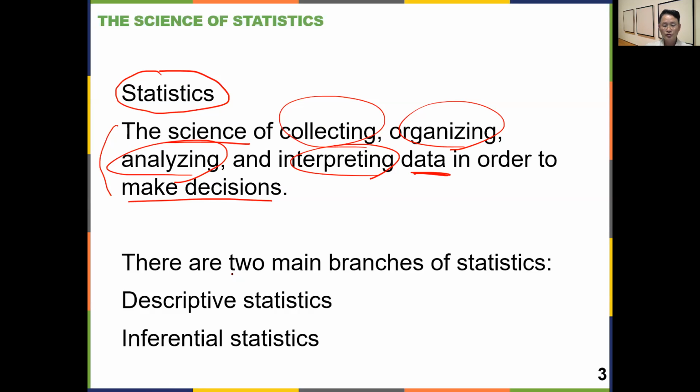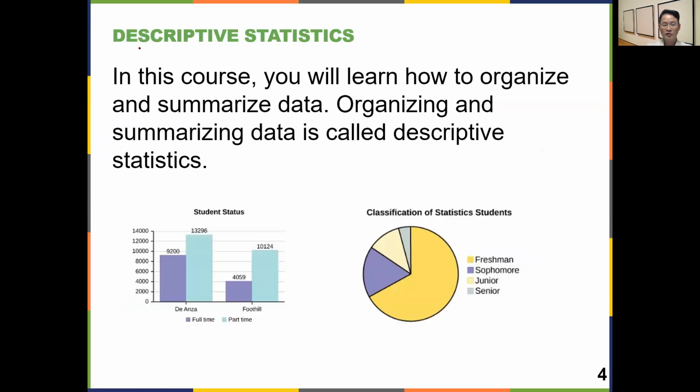Now, there are two main branches of statistic. One is called descriptive statistic. Another one is called inferential statistic. Now, of course, over the course, we are going to talk about these two in details, but let's just quickly go over some of those terms in descriptive statistic. Descriptive statistic is basically organize and summarize data, right? Organize and summarize the data.